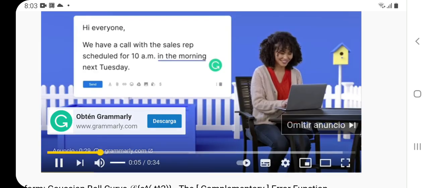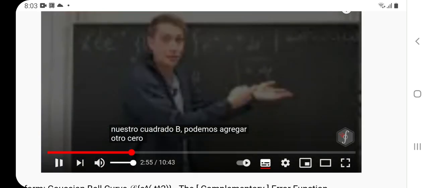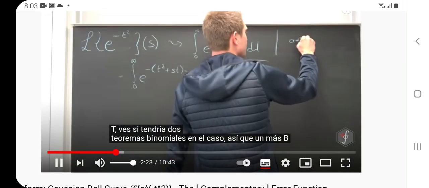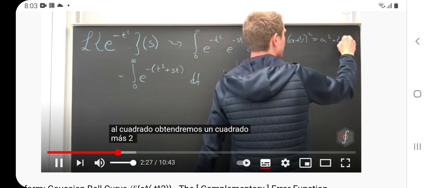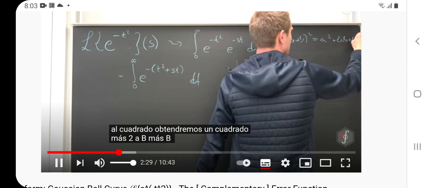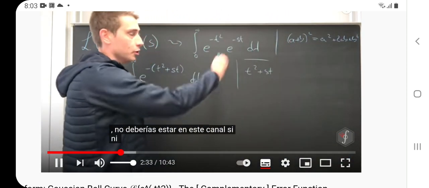To become positive, so e to the positive, because it must be squared, we are going to get a squared plus 2ab plus b squared. Okay, all of you should know this, otherwise you shouldn't be on this channel if you don't even know this thing right there.